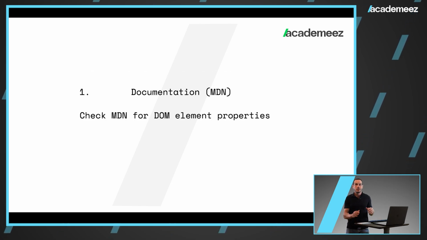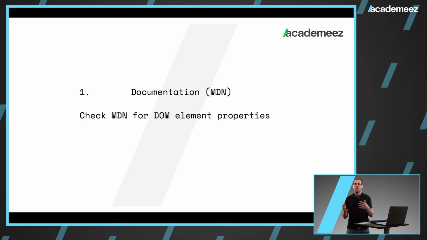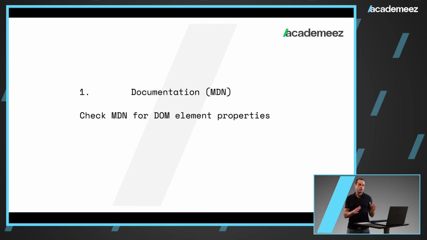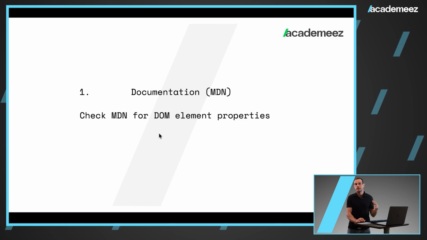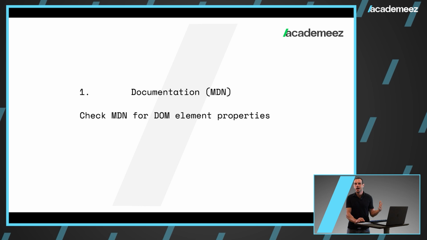Well, the source of truth of what properties I can pass to each DOM element is the documentation. And documentation is organized in a site called MDN, Mozilla Developer Network. And so this is where you check, this is your source of truth. This is where every DOM element instance is defined and the properties of the DOM element are defined.